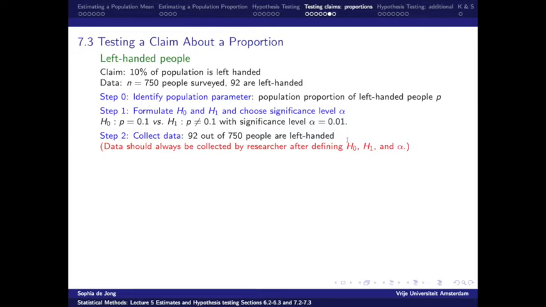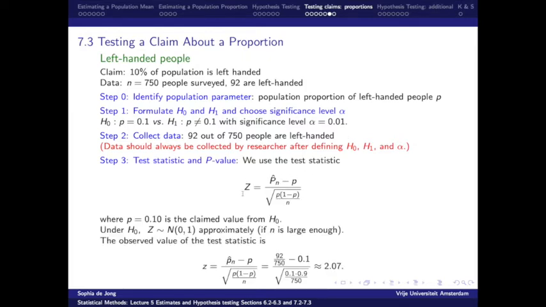Okay, so now we have to think about the test statistic. Well, this is again about a population proportion, and we know the sampling distribution of the sample proportion. And we can again change that into a standard normal test statistic. So we use again this test statistic. And under the null hypothesis, this test statistic has a standard normal distribution, so it does not depend on P. And well, n is large enough, of course, because n is 750.